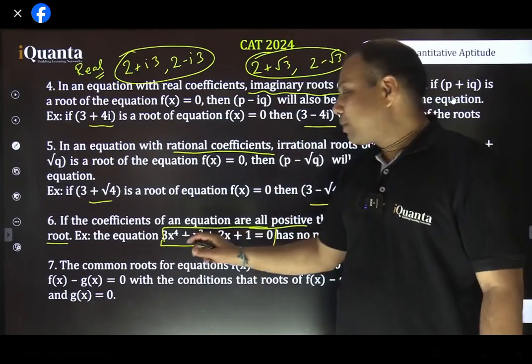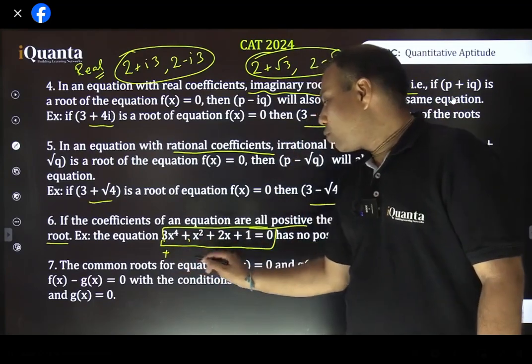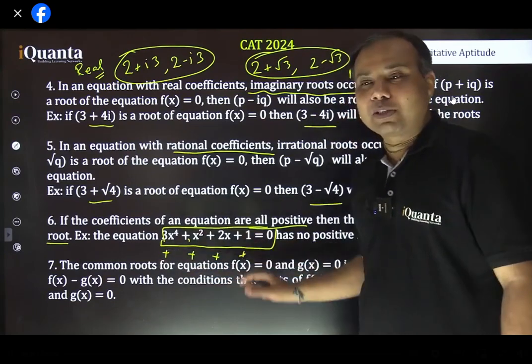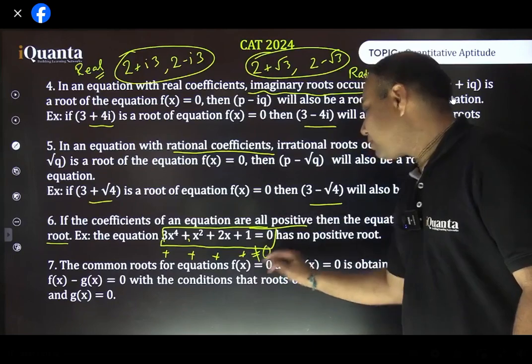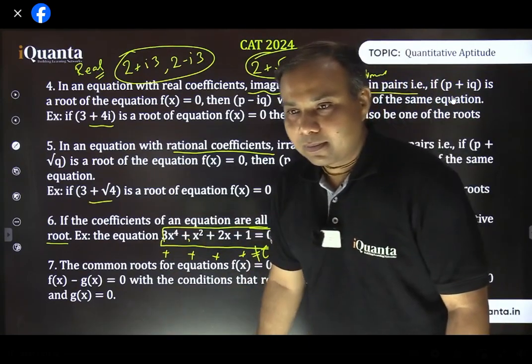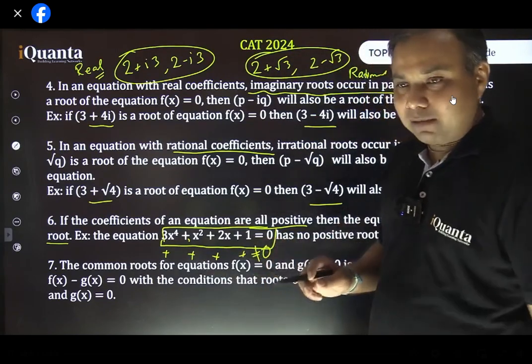Because if I take x to be a positive number, then that positive number raised to power 4 will remain positive. This is also going to remain a positive number, and so are the others. And the sum of 4 positive numbers cannot be equal to 0. Right? That confirms that the equation has no positive roots. We can't get 0. Good. So as I said, this is easy, but it's a good point. We should have these basic things in mind.